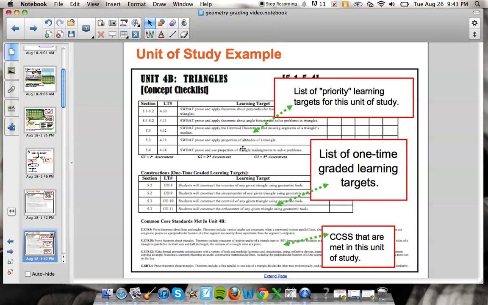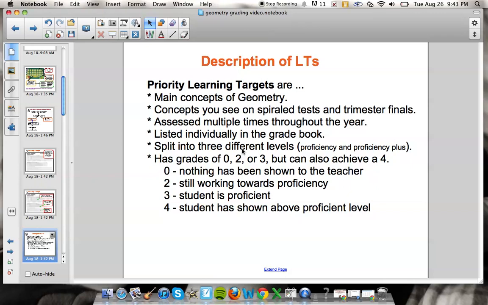to what is required us to teach in the state of Iowa. So let me go into more detail about the priority learning targets. The priority learning targets are your main concepts of geometry. These are the types of things that you would see on your spiral tests in class or the trimester final. These are going to be tested multiple times throughout the year, approximately 2 to 4 times.